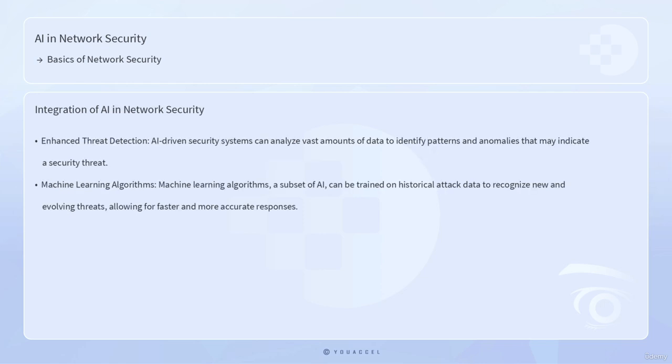In addition to these traditional measures, AI is increasingly being integrated into network security to enhance threat detection and response capabilities. AI-driven security systems can analyze vast amounts of data to identify patterns and anomalies that may indicate a security threat. Machine learning algorithms, a subset of AI, can be trained on historical attack data to recognize new and evolving threats, allowing for faster and more accurate responses.